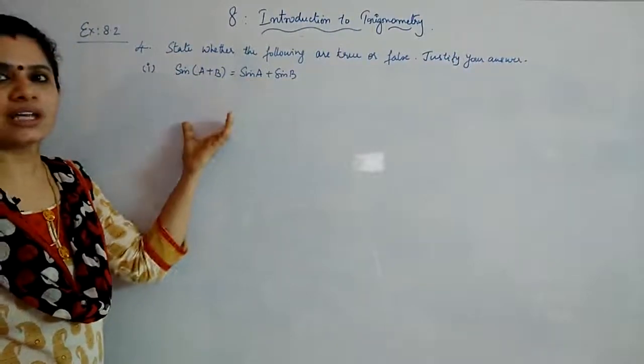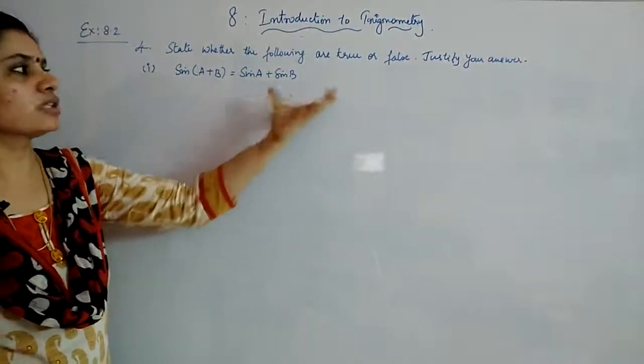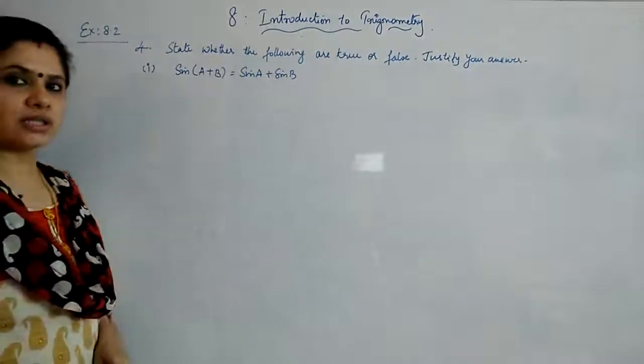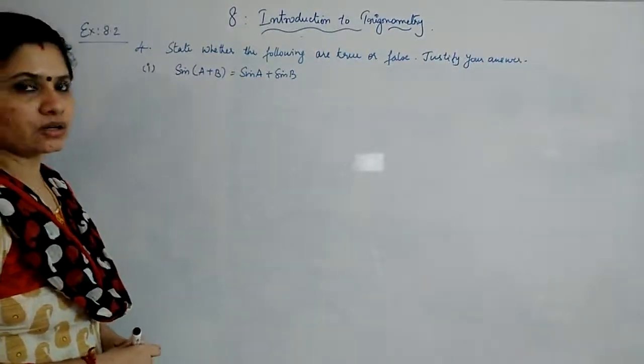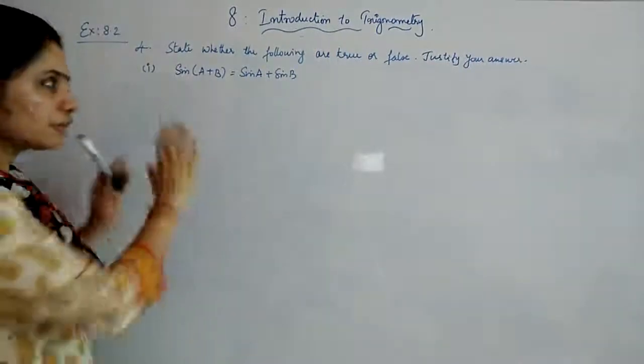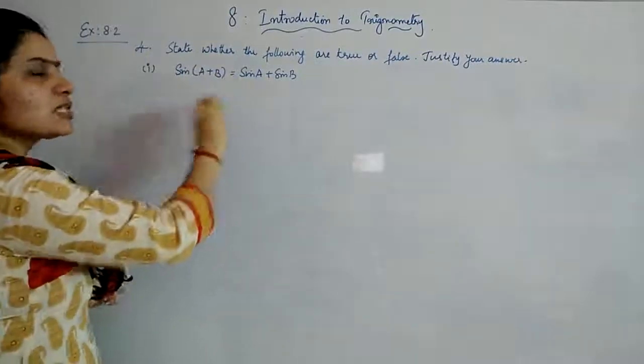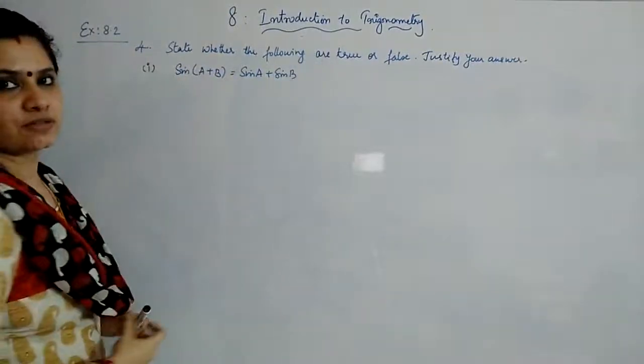For true, you cannot take an example and show that yes, for this it is true. For all values it will be true, that we cannot say. So for false, you are searching for an example to give the justification. Okay.